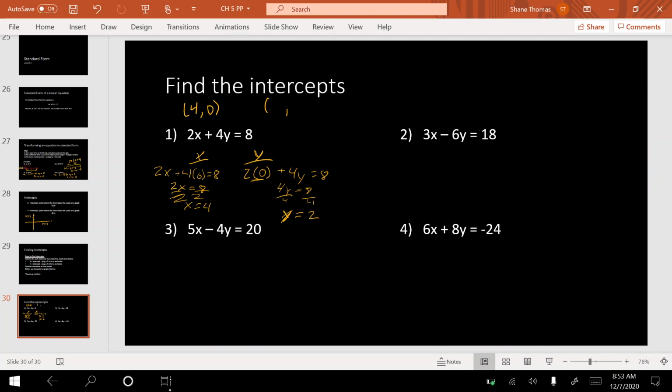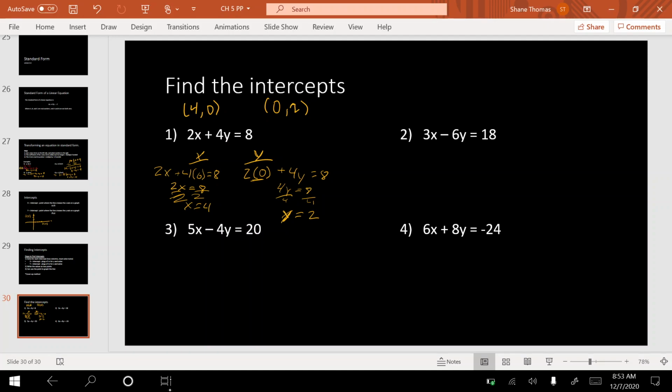Over on the y side of things, for my point, I'm going to have 2 as my y value. What's my x value? 0. So there I was able to find the intercepts of both of those. Is that all we have to do? That's all you have to do to find the intercepts. Questions on number 1? All right, I'll show you the cover-up method for number 2.